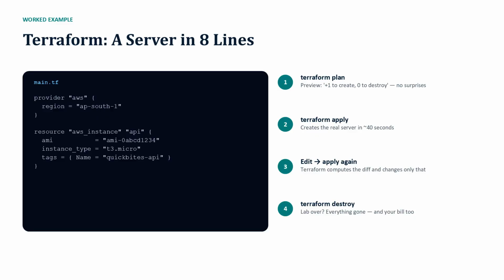Now the workflow, and this is the part to love. terraform plan shows a preview. +1 to create, 0 to destroy, before anything happens. No surprises, ever. terraform apply then builds the real server in about 40 seconds. Need a bigger instance? Change one line, apply again, and Terraform changes only what differs. And when your practice session is done, terraform destroy removes everything, including the bill. 8 lines in Git instead of 20 console clicks you'll never remember.